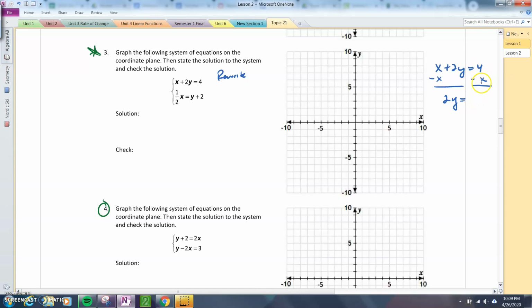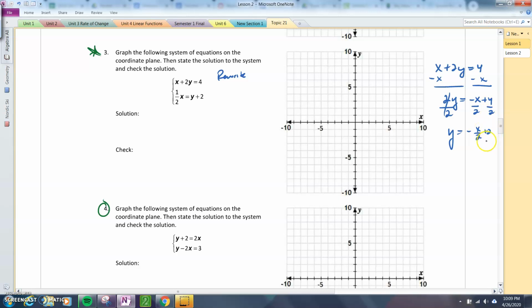Remember, you can think of this subtraction as actually just adding a negative. So I'm going to write this as negative x plus 4. Well, now it's 2 y's. I need to divide everything by 2 to get that y by itself. So now it's y, the 2's cancel out, and now I have negative x over 2. And then 4 divided by 2 is just 2.